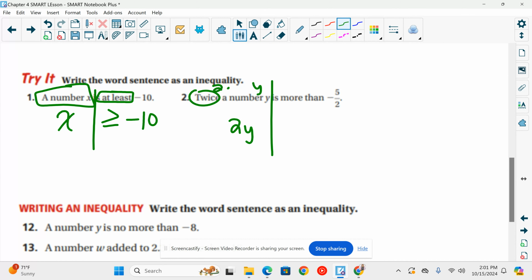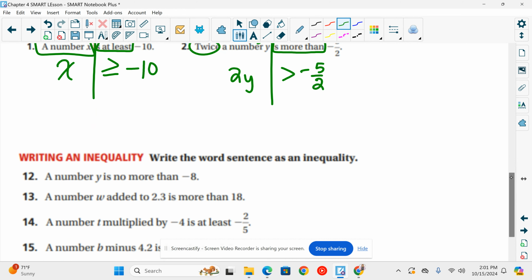2y is more than. What symbol goes with is more than? Greater than sign. Is it the equal to part as well? No. -5/2. Alright, it's pretty straight to the point if you know those words.